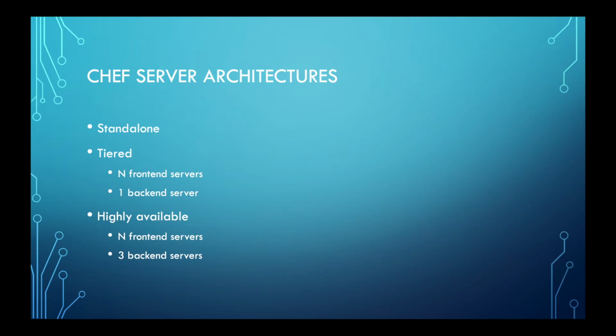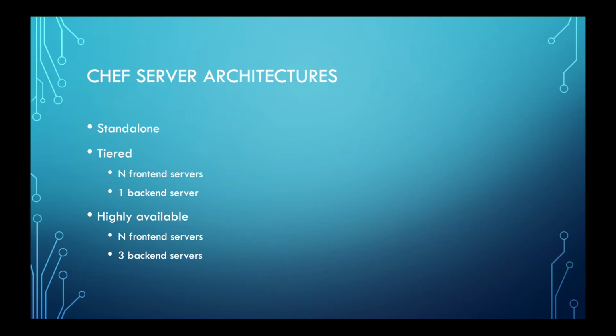Generally, you should consider deploying a tiered or highly available architecture for large-scale deployments, for restricting access to data components, for meeting PCI DSS or HIPAA security regulations, or when you need to strategically deploy Chef servers across multiple physical networks. Tiered deployments and highly available deployments are able to consist of any number of front-end servers.